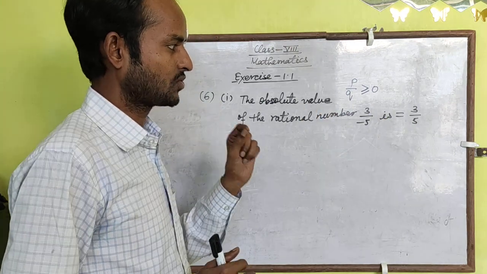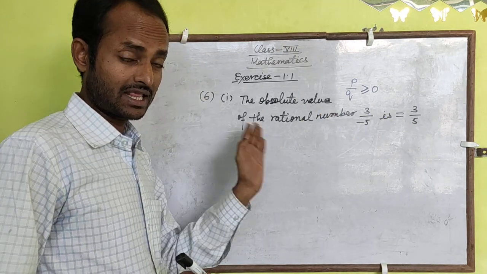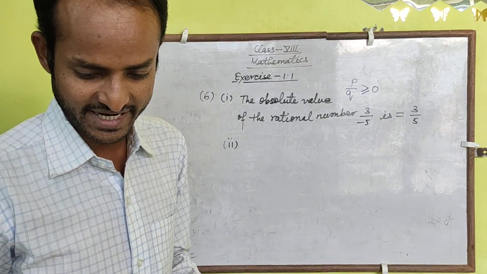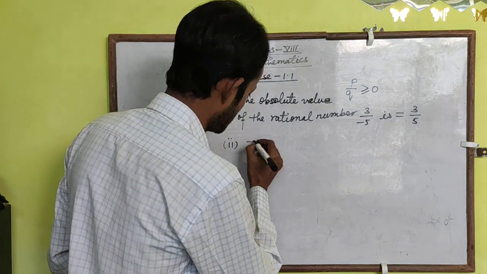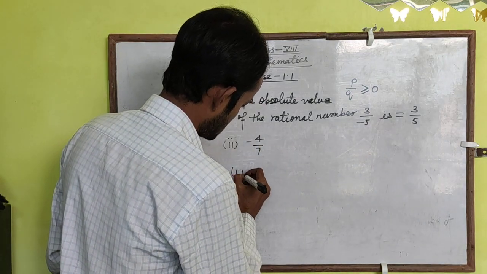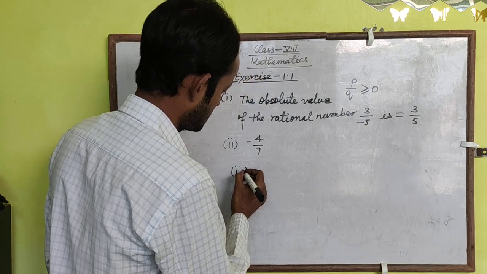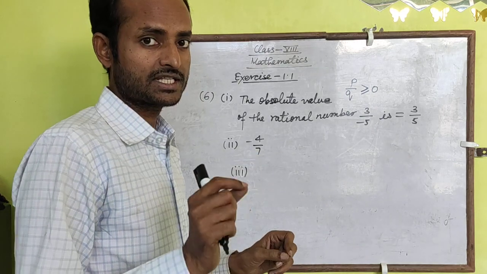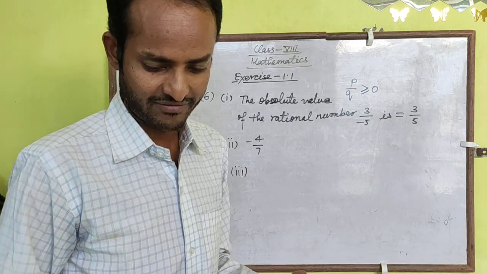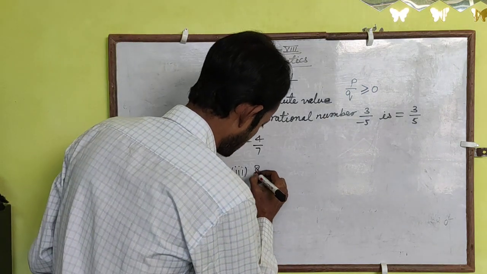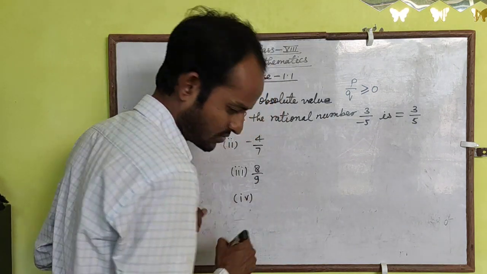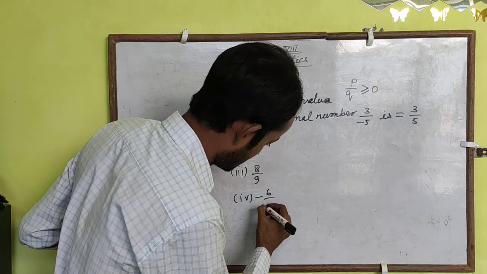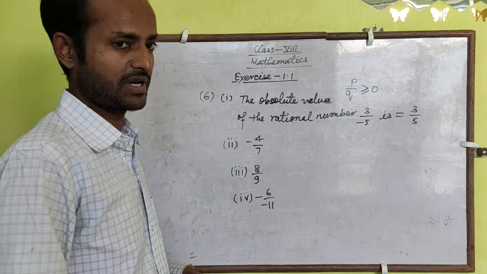In the same way, you can solve all the remaining questions. Question number second is minus 4 upon 7. Then you can write: the absolute value of the rational number minus 4 upon 7 is equal to 4 upon 7. 8 upon 9, you can solve these questions, and minus 6 upon minus 11. You can solve these remaining questions.